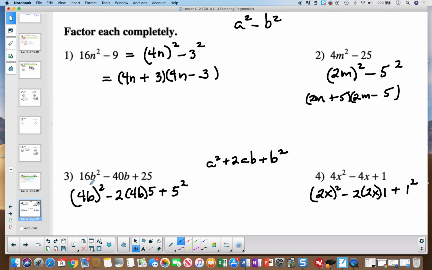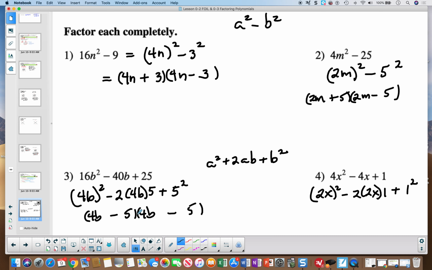And here this looks like a square in the front, a square in the back, and it looks like these two terms right here times 2 make that middle term. So this is what we call a perfect square trinomial. 4b, 5, and 5. Since the middle term is minus, both of them will be negative. And so this is the factored form.